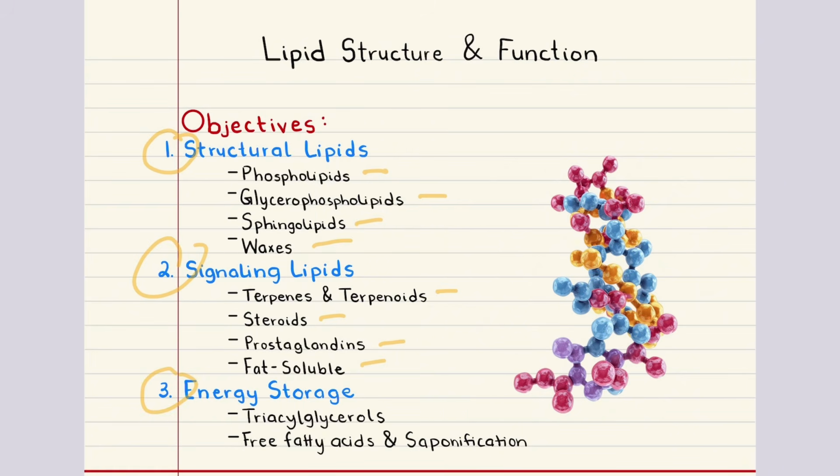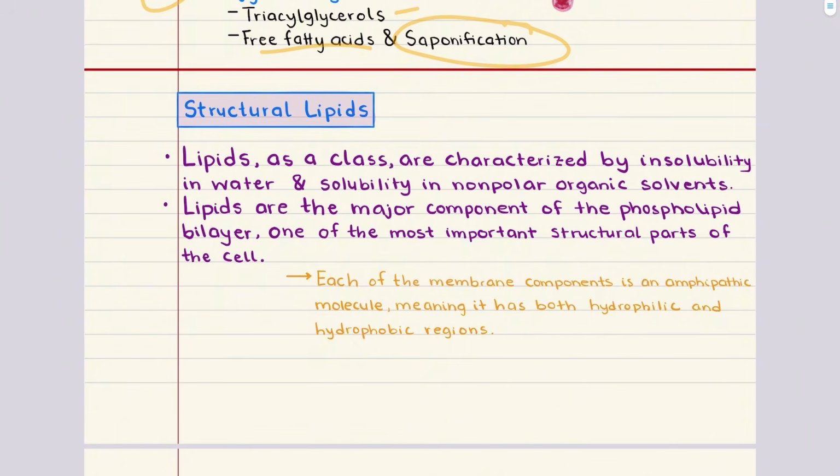Third, we're going to look at energy storage. This includes triacylglycerols and free fatty acids. And we're also going to explore saponification. This is the chemical breakdown of fats into soap. With that, let's get started with our first objective, structural lipids.